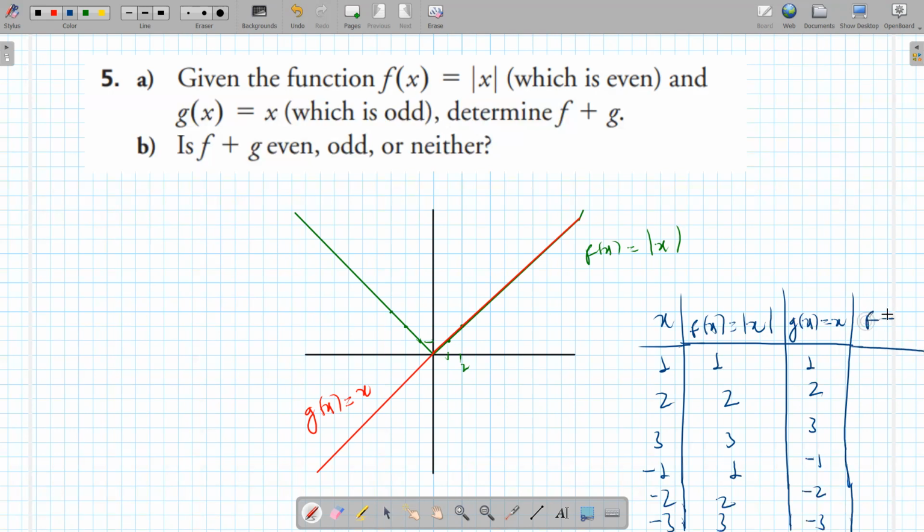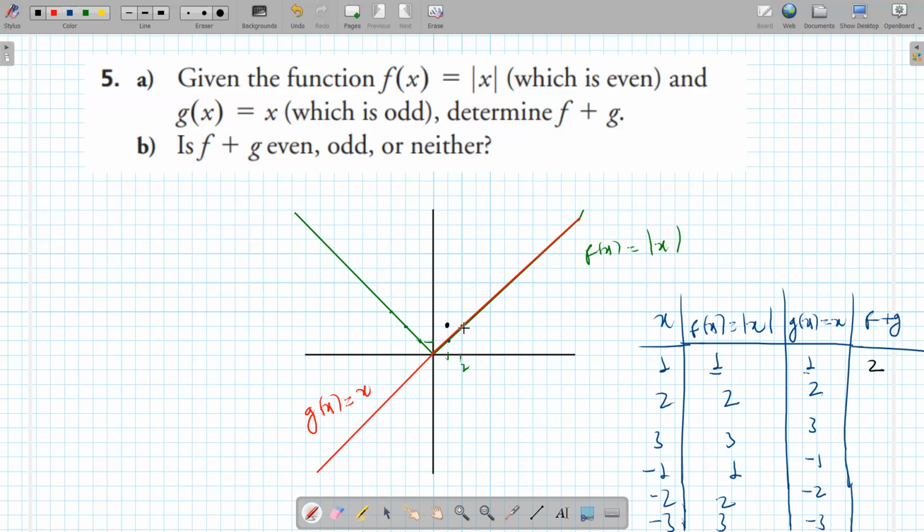Now, what's f plus g? When the x value is 1, what's f plus g, the combined function? It's 2, right? f plus g, 1 plus 1. When the x value is 1, they both have a y value of 1. That means the combined function will have a y value of 2. Yeah?